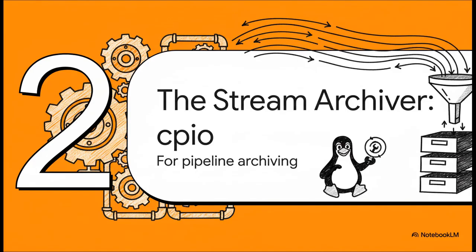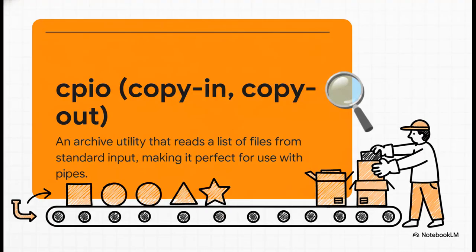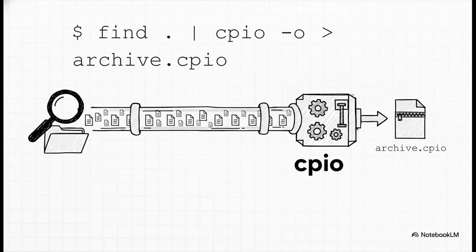All right, let's move on to cpio. Now, if tar is your all-purpose tool, cpio is more like a specialist. It's designed specifically to work with streams of data. So cpio actually stands for copy in, copy out. And here's the big difference from tar. You don't give cpio a list of files directly. Instead, it waits for another command to feed it a list. It's kind of like a conveyor belt. Another command puts files on the belt, and cpio's at the end, packing them into an archive as they come down the line. And this is the classic example.